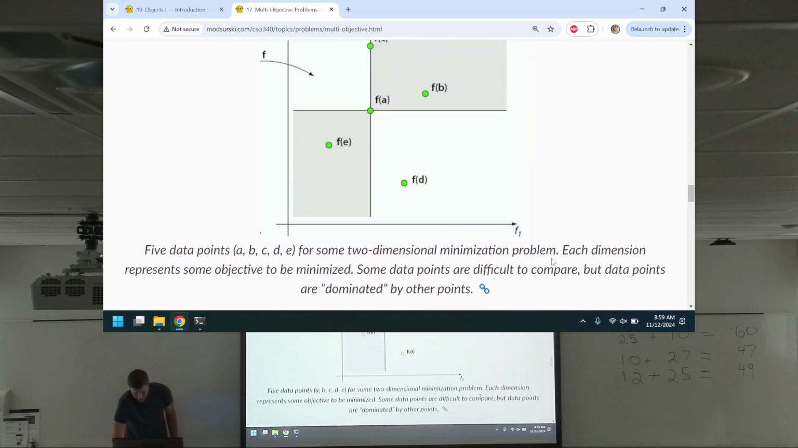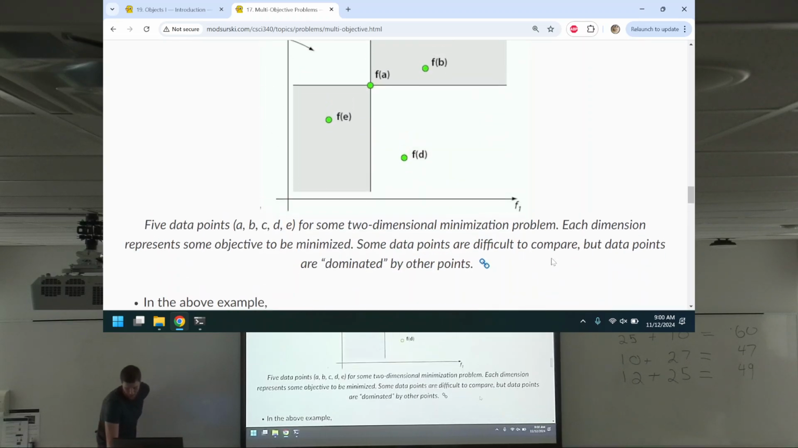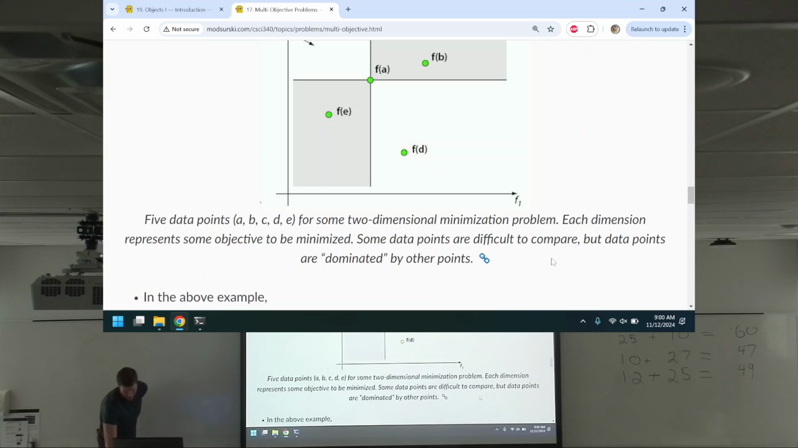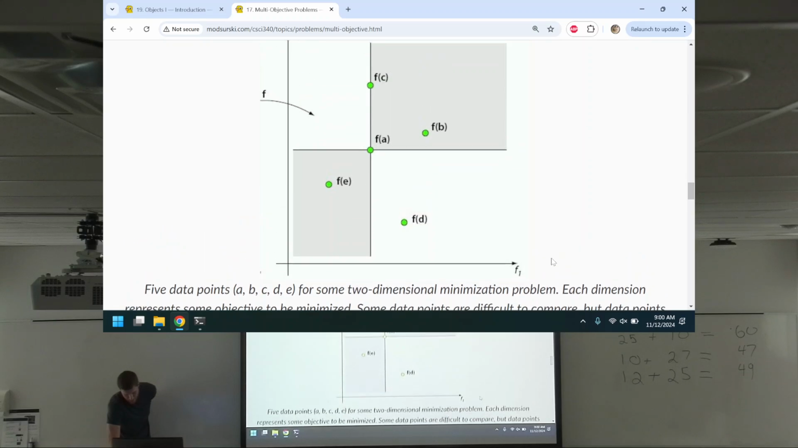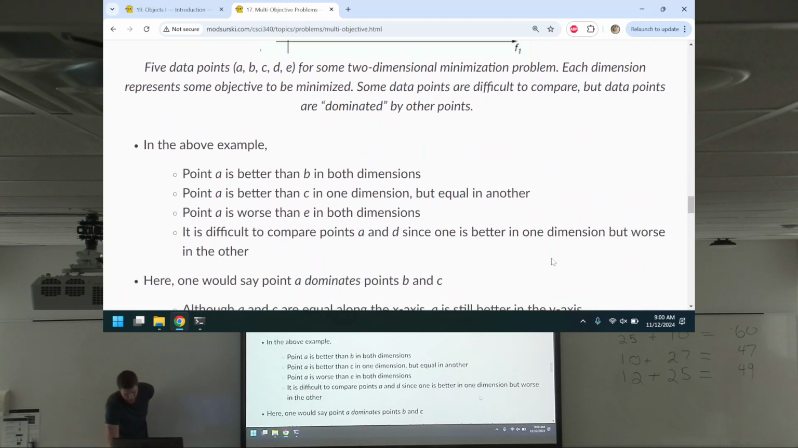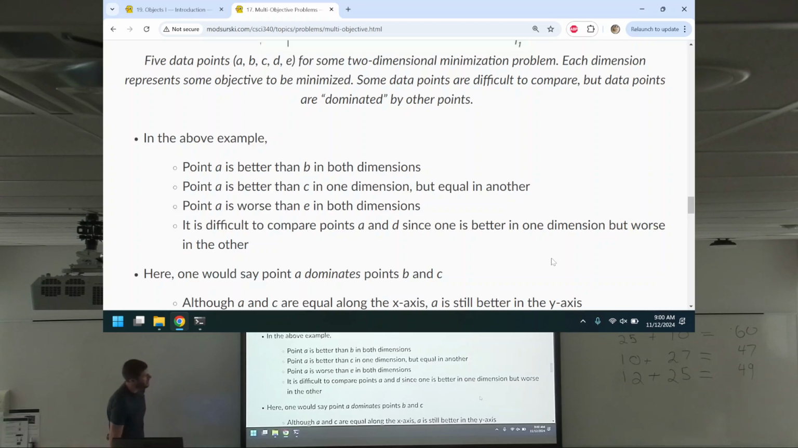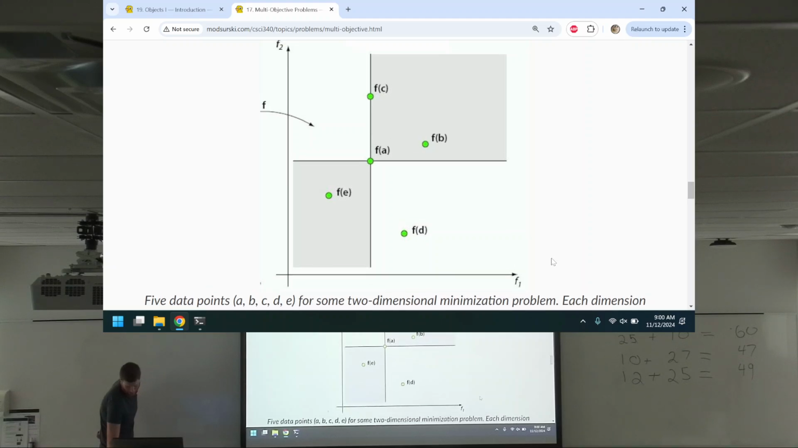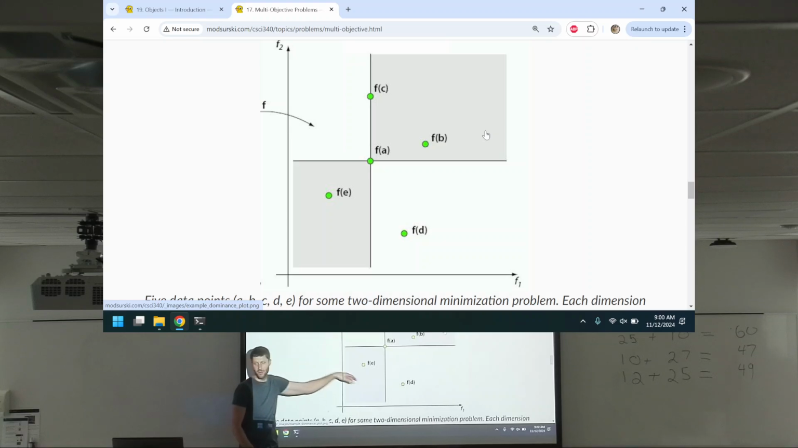Okay, so five data points, A, B, C, D, E, for some two-dimensional minimization problem. Each dimension represents some objective to be minimized. Some data points are difficult to compare, but some data points are dominated by other data points. So in the above example, point A is better than B in both dimensions. I want to minimize these two things in this example. A is better than B, obviously. Why? Because it's closer to this axis and it's closer to that axis.